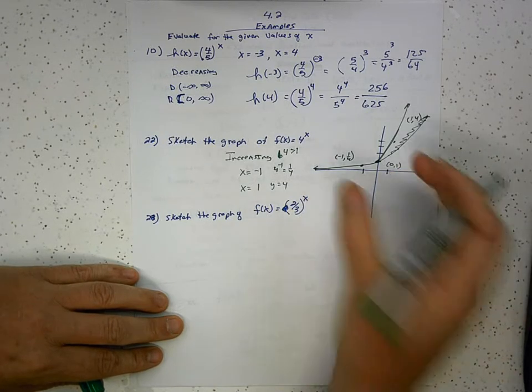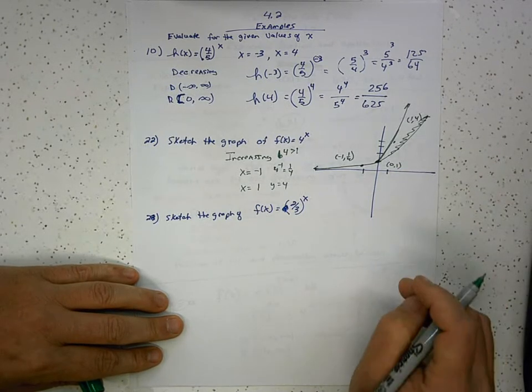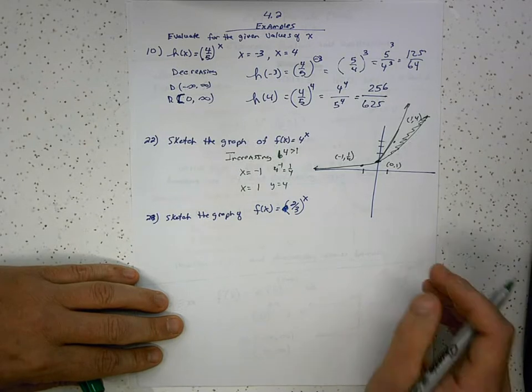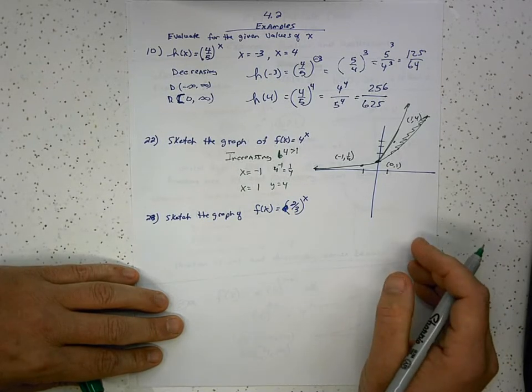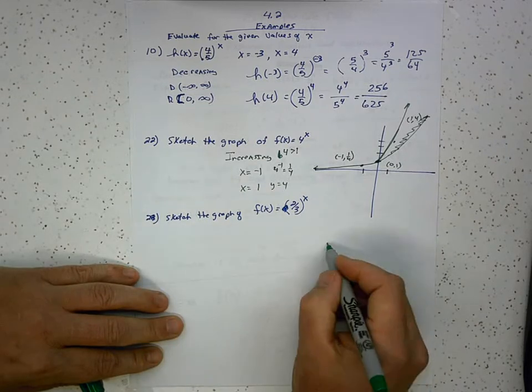Okay? So just give me 3 points on there. And then, just make a quick sketch of a graph. Do the same thing with the next one.